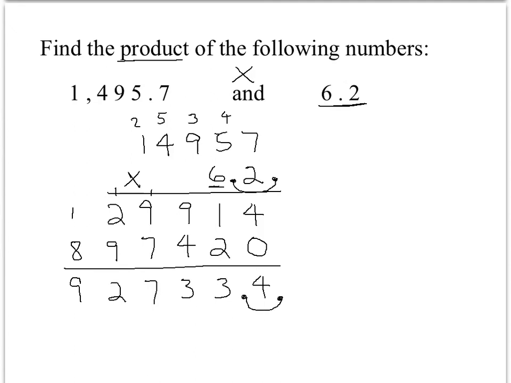Okay, and this was not 14,957. It was 14,957 divided by 10. So we got to get that decimal in the right place. And I got my decimal in the right place here by dividing by 10. And so in my answer, I'm going to divide by 10. And there's the real answer, 9,273.34.